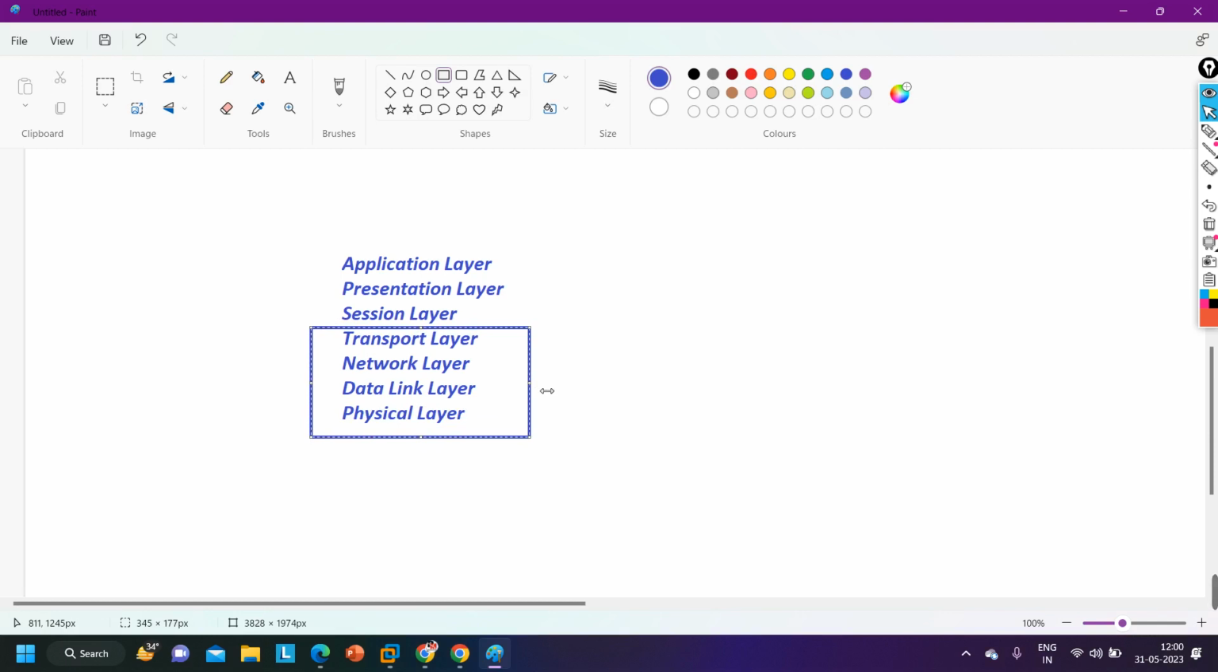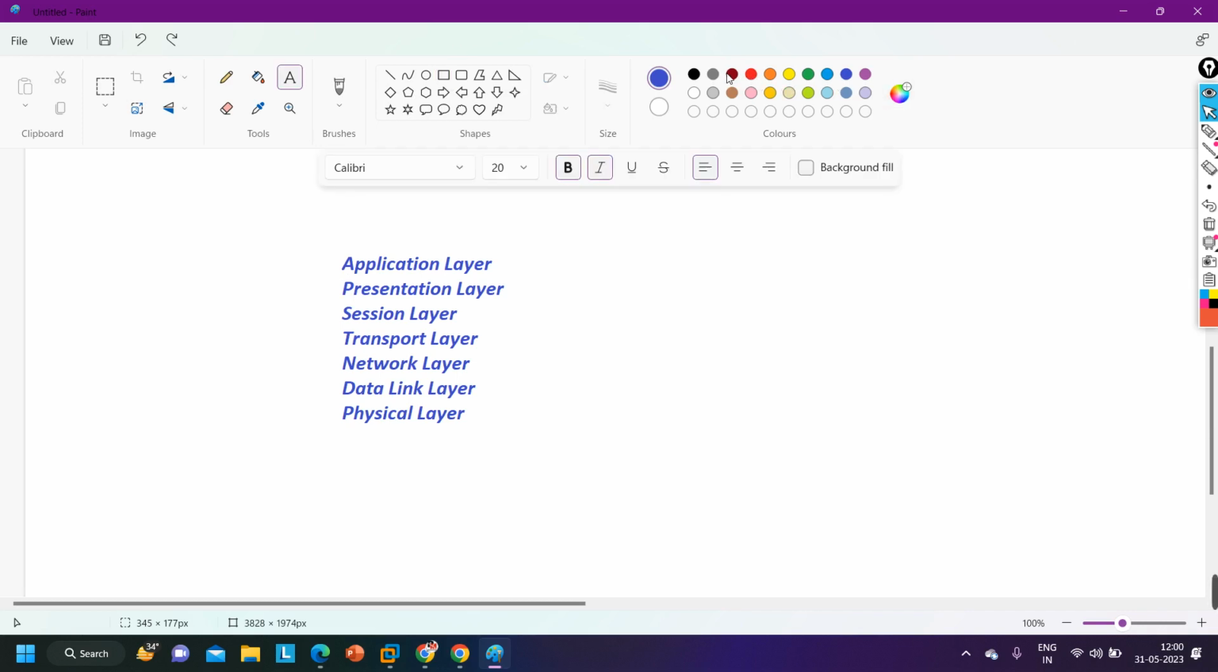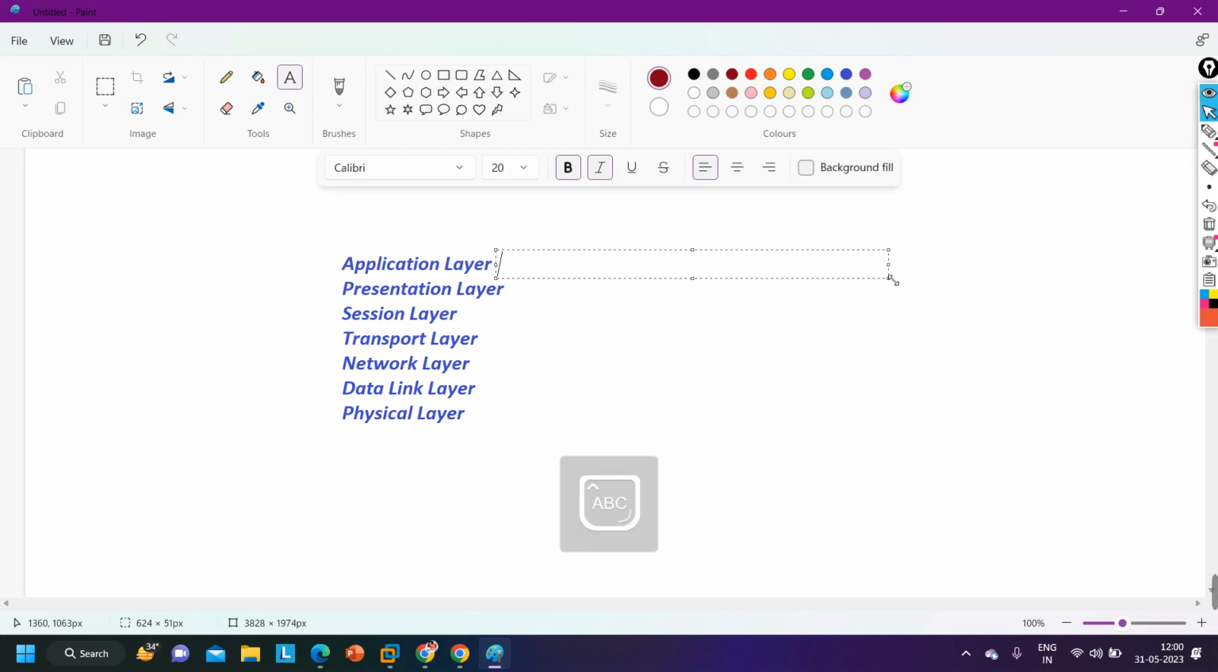Getting my point? But I will give you an overview of the upper 3 layers as well: the application layer, presentation layer, and session layer. Now let's understand one by one. Application layer. What is the application layer? Do you know anything about the application layer? It provides the user interface.